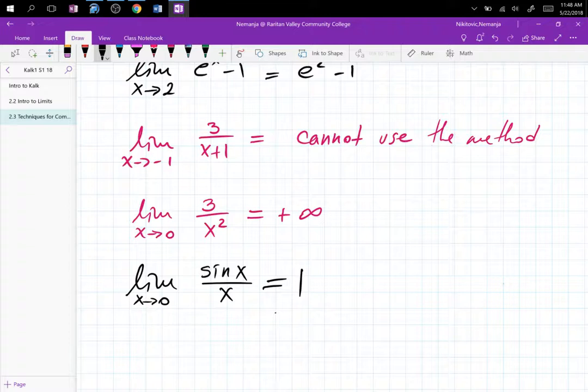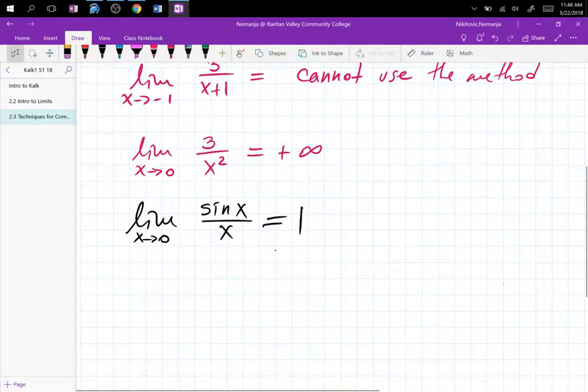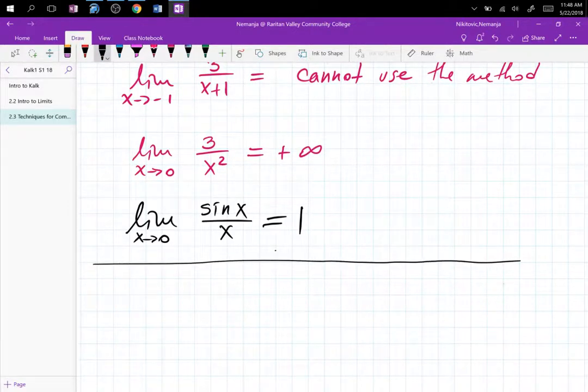Does not exist. Because out of 3 examples that I gave you, which all had 0 in the denominator in one way or another, one was does not exist, one was positive infinity, and one was 1. So please immediately erase from your head, if you have it in your head for whatever reason, that plugging in numbers with 0 in the denominator is going to give you undefined, because clearly in some cases it will not. We are going to move on to other situations.